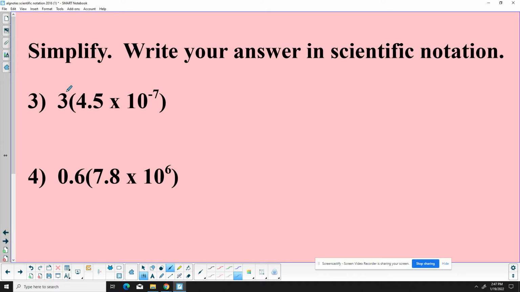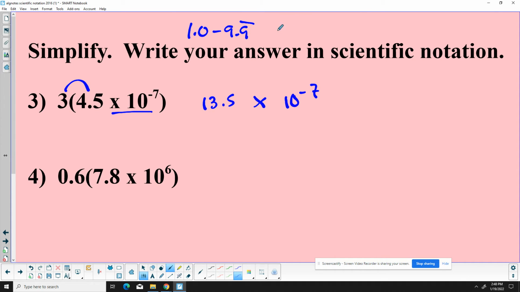So if I have 3 on the outside, I'm going to multiply 3 times 4.5. You're definitely going to want a calculator here. So 3 times 4.5 is 13.5. That back part is just going to come over. It's going to slide over to the right. So then I look at it and I ask myself, is this front number between 1 and 9.9 repeating? Well, it's not. It's bigger than the range it's allowed to be in.